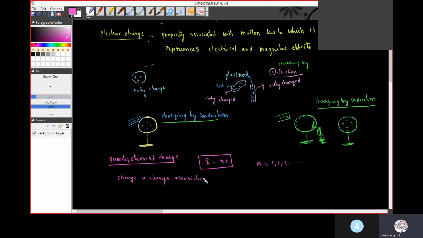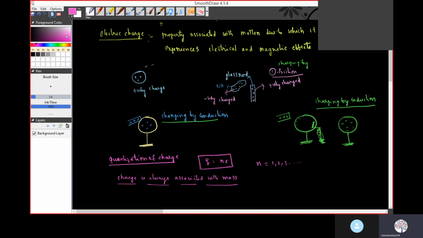Charge is always associated with mass. So if it loses electrons, that means its mass decreases. You are losing some mass, right? An electron has some mass, so if it is losing electrons, then obviously it will lose some mass. Mass will be reduced.